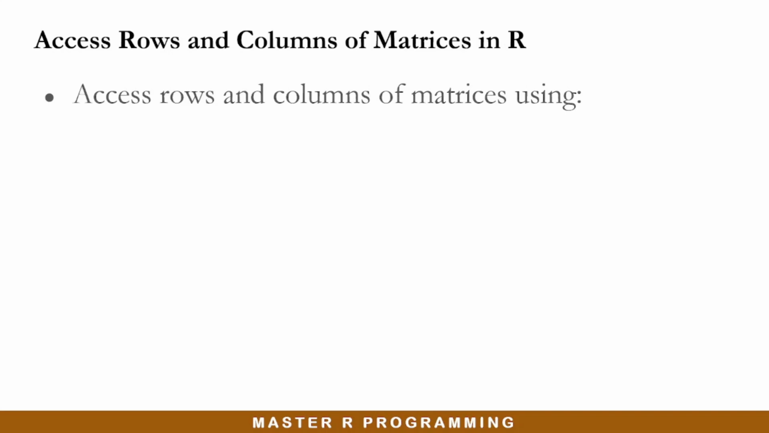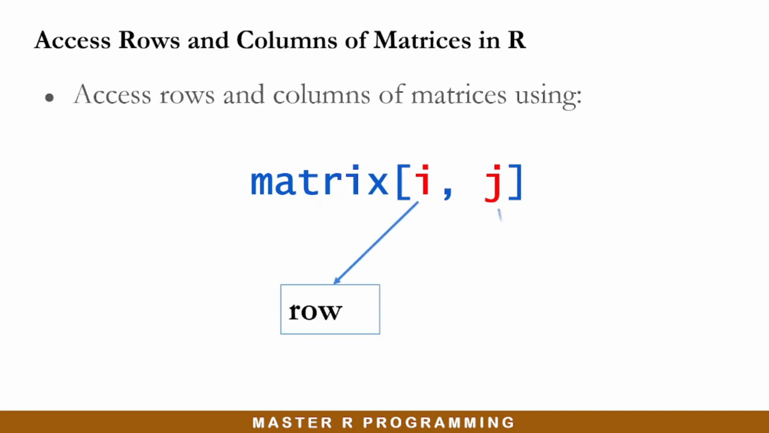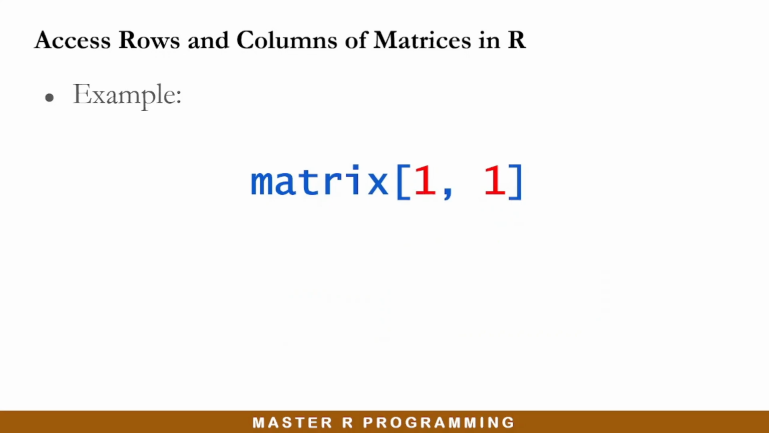If you want to access rows and columns of a matrix, you would specify the name of the matrix followed by the square bracket, and you provide two numbers separated by a comma. The first number represents the row and the second number represents the column. This means that you are extracting the element that is found in the very row and column which you specify within the square bracket.